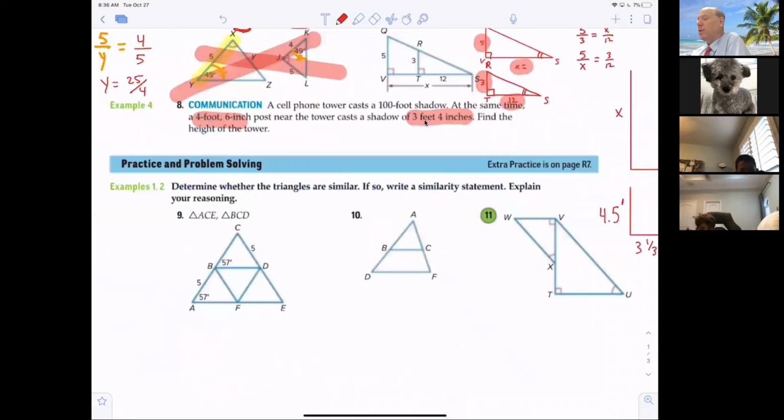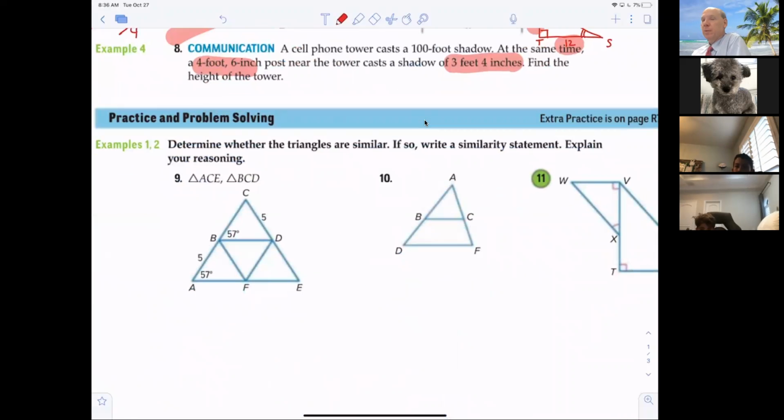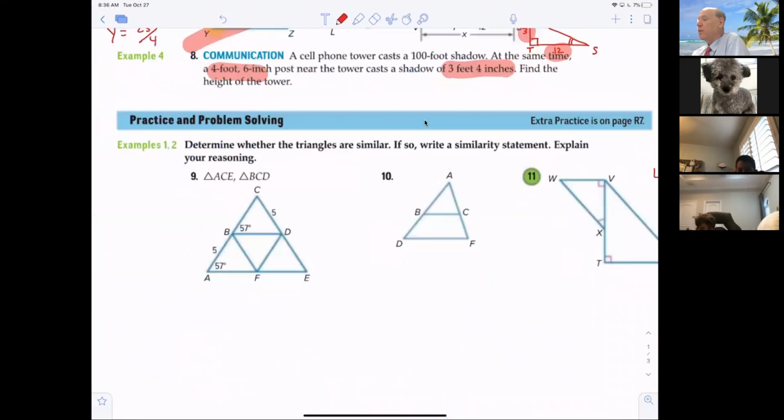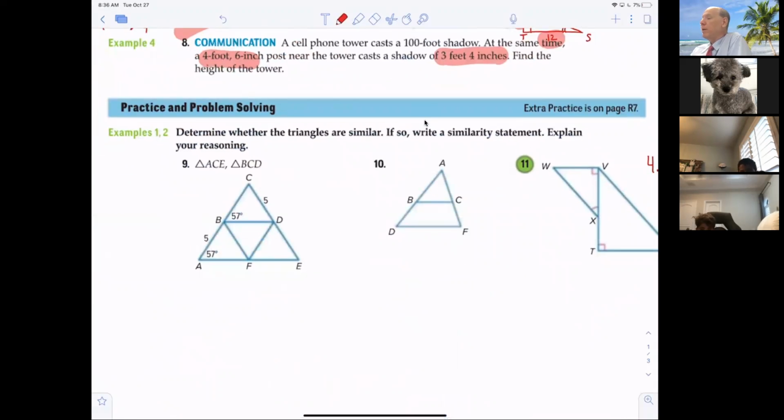All right, here we go. Let's take a look at number 9. It says determine whether the triangles are similar. If they are, write a similarity statement. Wow, so there's lots of triangles here, but they're asking you specifically about triangle ACE. So ACE is the big triangle here. And then we are talking about BCD.